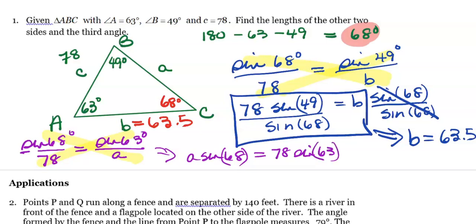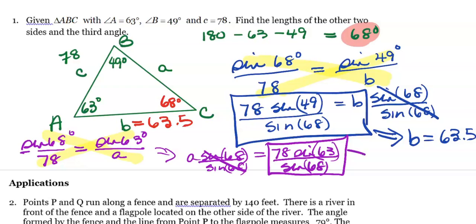What goes in my calculator? Divide this by sine 68. Close parenthesis. That cancels. Okay, this is what goes in my calculator: 78 times the sine of 63 divided by the sine of 68. It goes in one step. Don't do it in two steps. You're going to do some premature rounding. Okay, so A, I'm getting to be equal to 75.0. I'm going to write it right here.